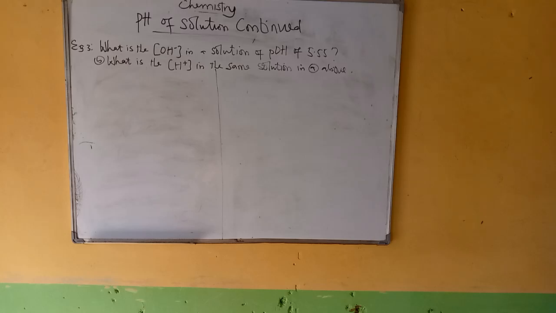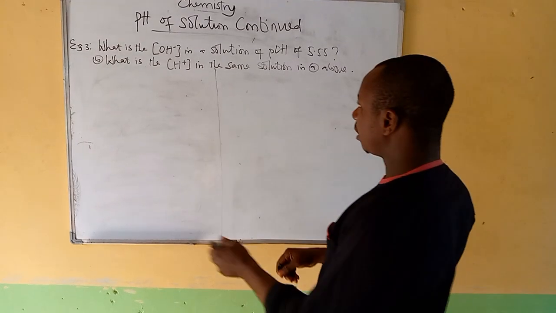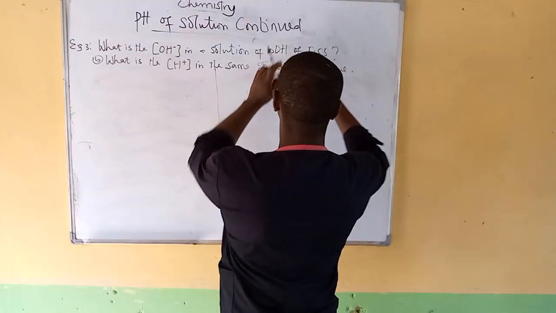Example 3, still on pH. Remember what I told you, that we'll continue to solve for pH until we become master of it. What is the hydroxide ion concentration in a solution of pOH of 5.55? They ask again, what is the hydrogen ion concentration in the same solution as in A above? So if you watch very carefully, they gave pOH to be this.